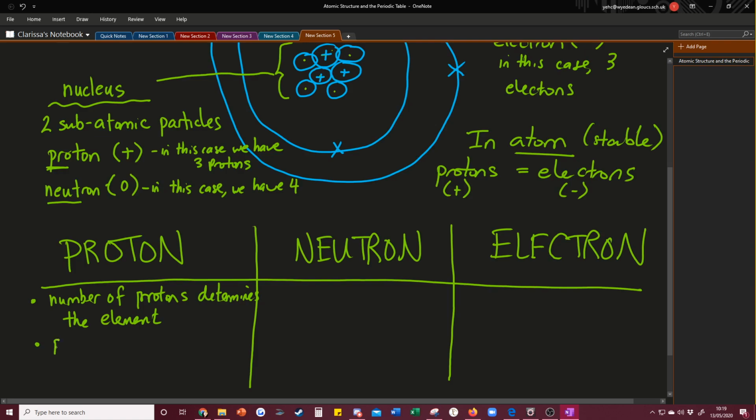Just a recap, it is positive charge. And this is something that I want to add on. Remember, this is all recap. It has a relative atomic mass of 1.